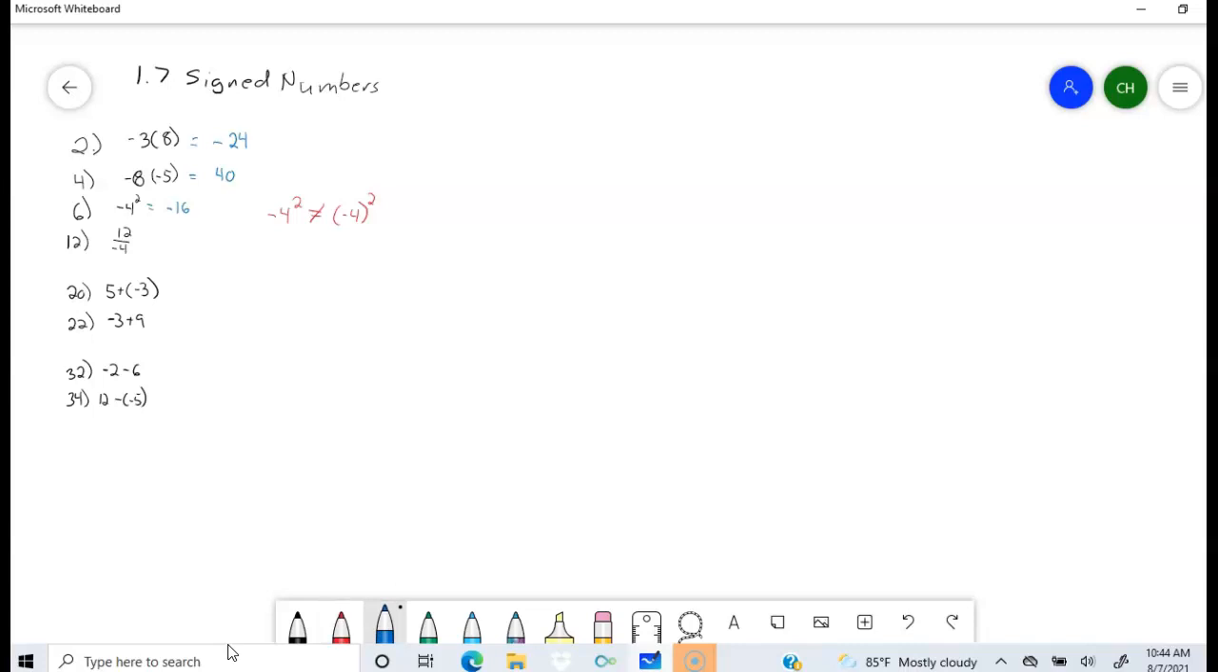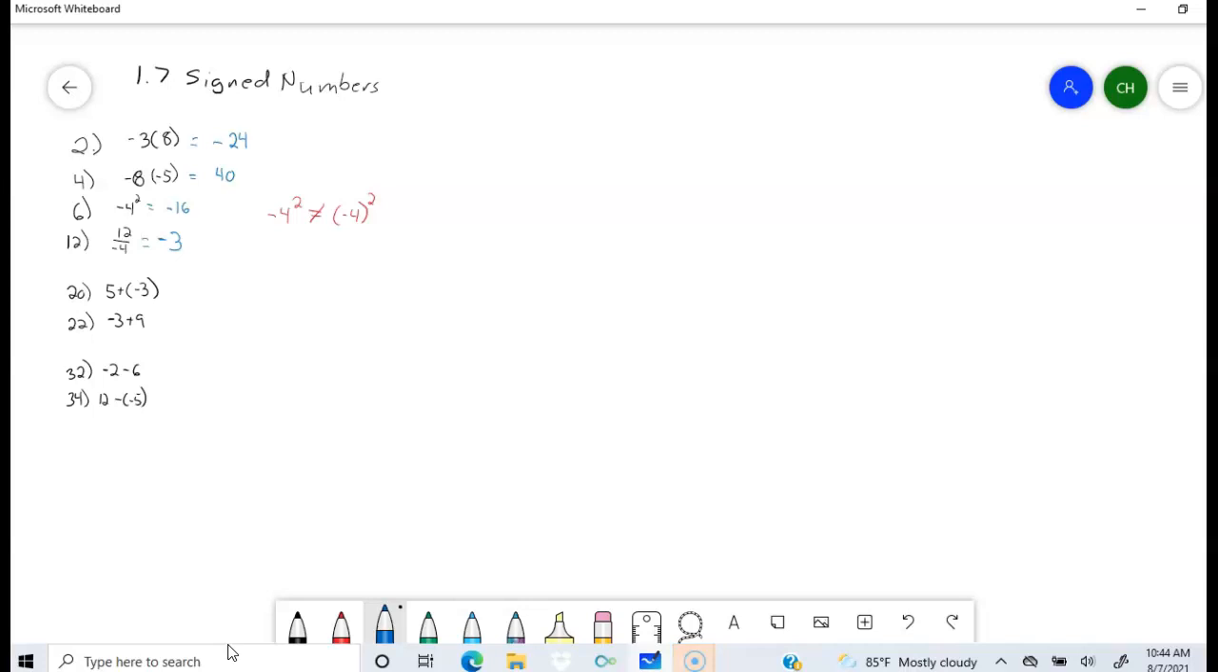Okay, on number 12, I've got a positive being divided by a negative. That means my result is going to be negative. 12 divided by 4 is 3.